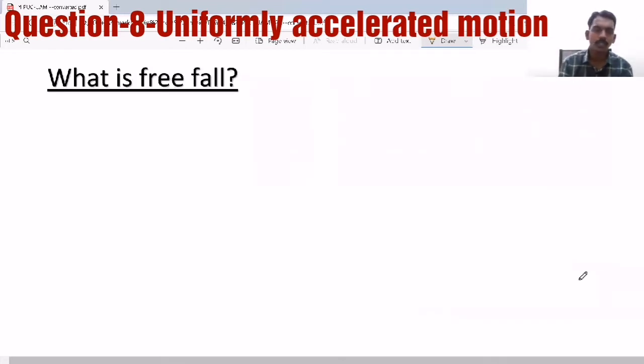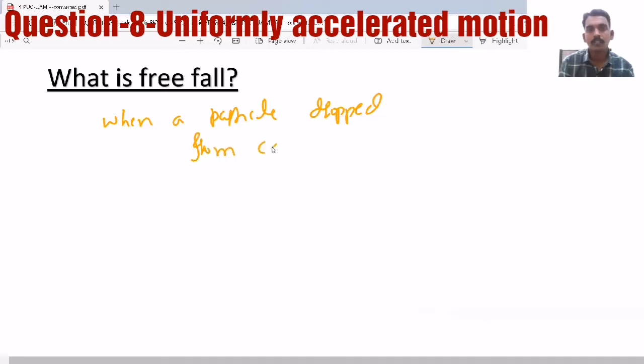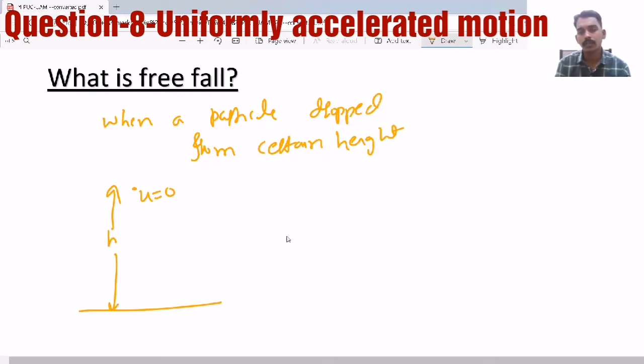Now here comes one special thing, that is free fall. What is free fall? It is when a particle is dropped from a certain height. Like, this is the reference or ground, and from height h the body is dropped. So whenever they say free fall or drop, initial velocity will become 0 and acceleration is plus g.